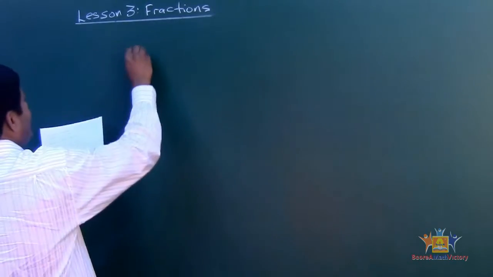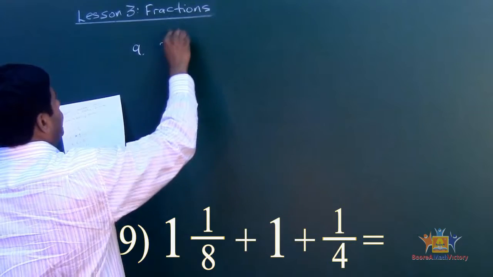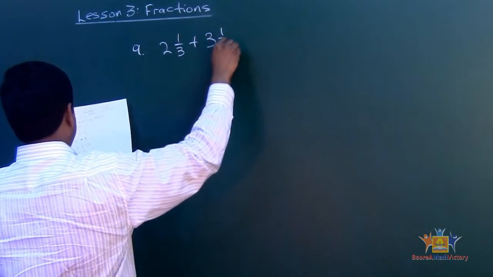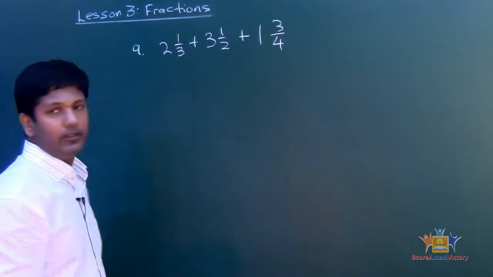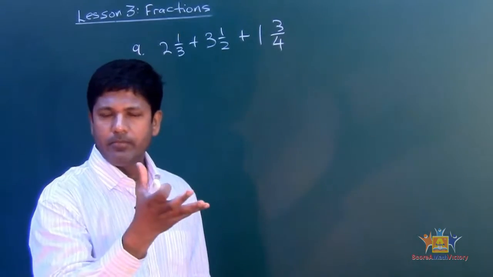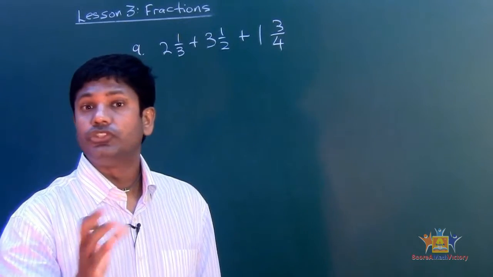Okay. Problem number 9. It gives you 2 1 over 3 plus 3 1 over 2 plus 1 3 over 4. Now don't let this intimidate you, because they're very easy. The number looks like, oh, kind of scares you, isn't it? No, because you shouldn't.